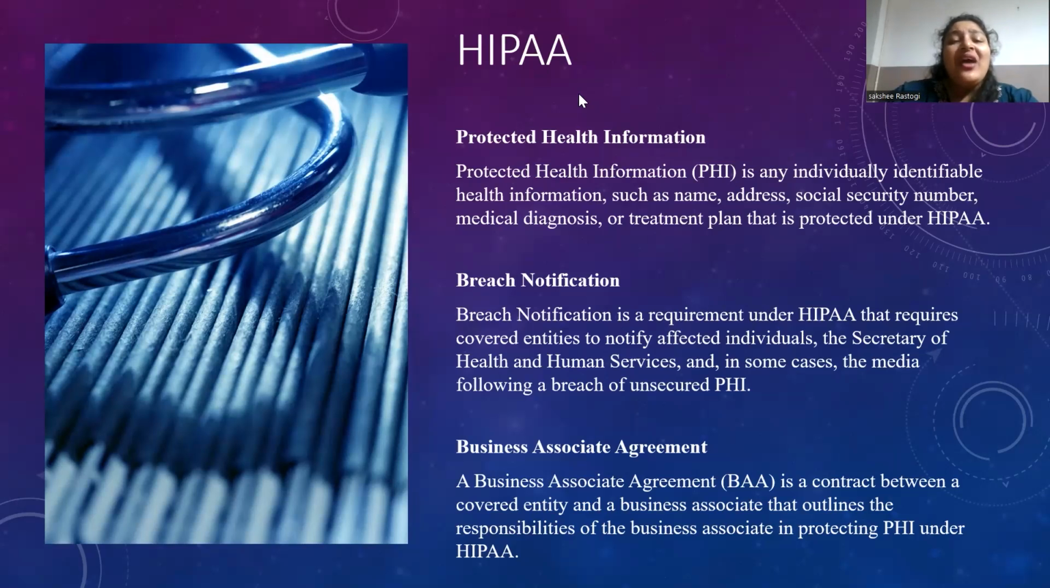HIPAA applies to covered entities, CEs, meaning healthcare providers, health plans, and clearinghouses, and business associates, also known as BAs, which are vendors, contractors, and subcontractors that handle PHI.